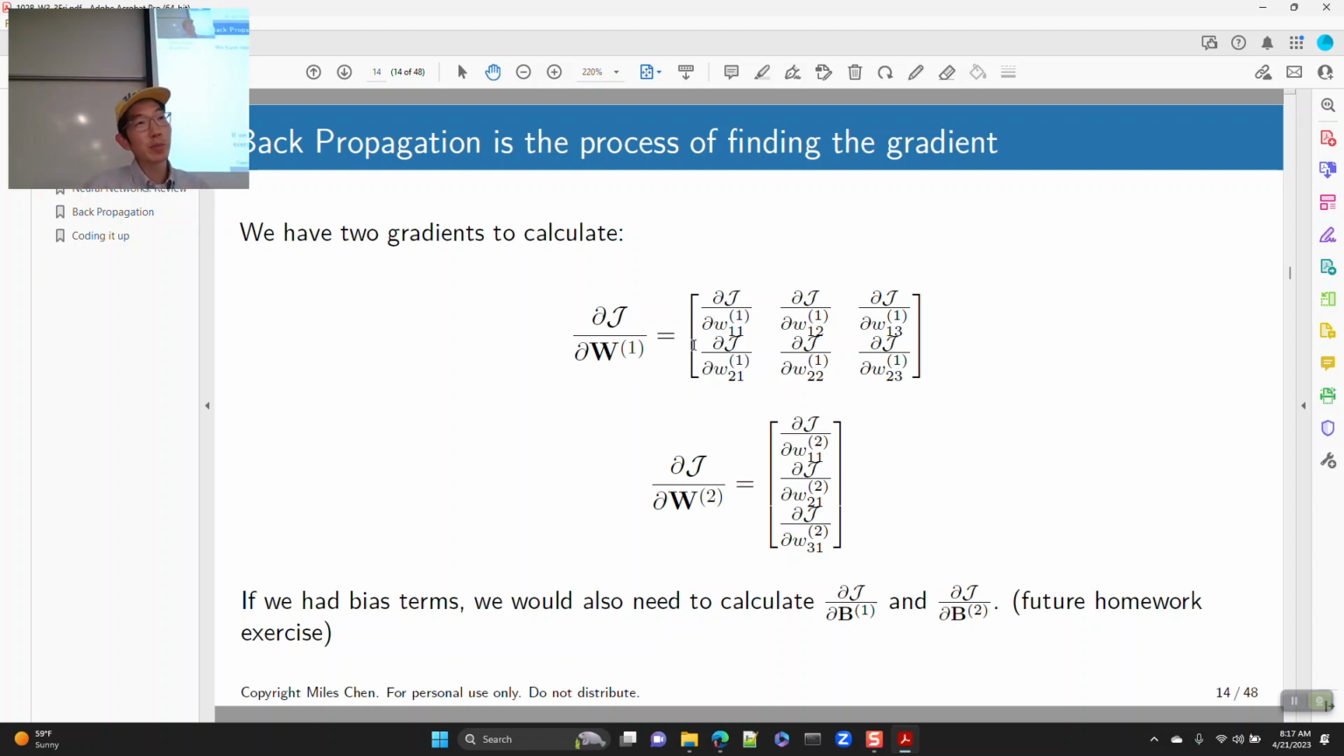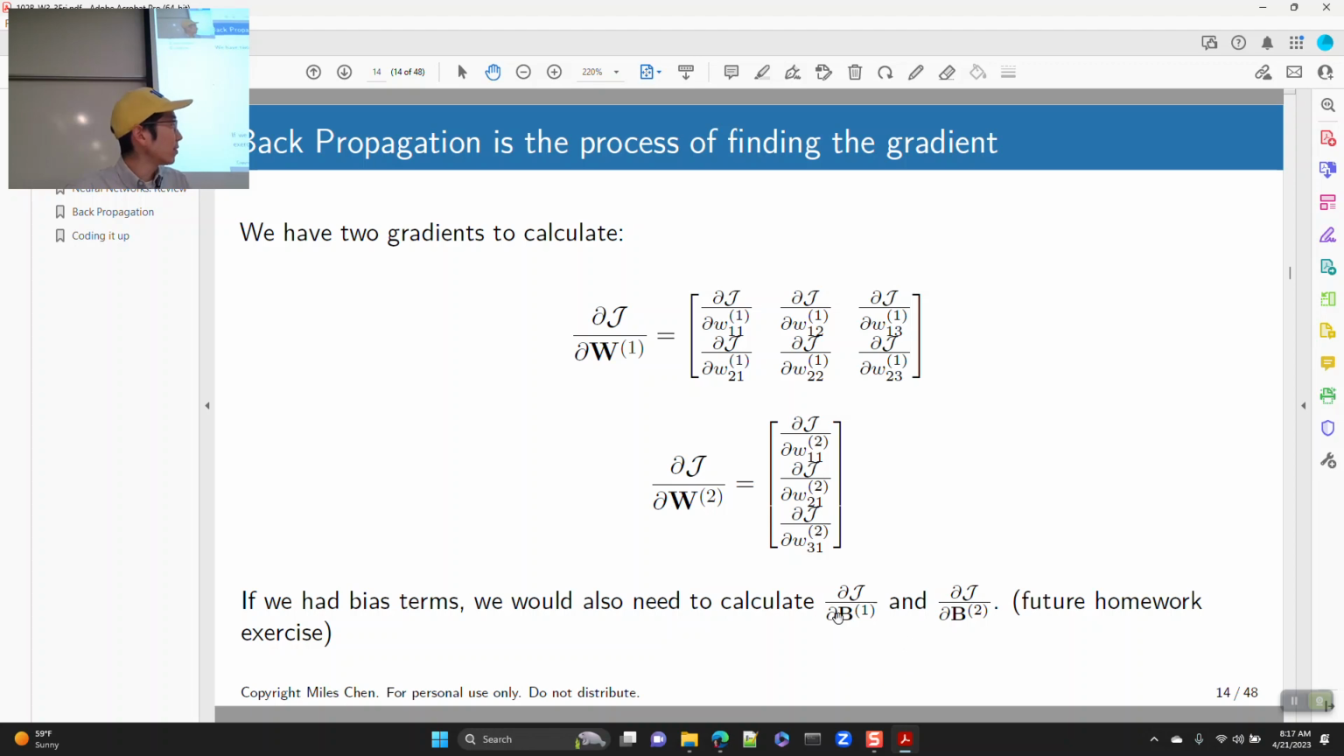W1 is a 2 by 3 matrix, and so the gradient will be a 2 by 3 matrix, and each component is a partial derivative with respect to the first element, the second element, the third element, fourth, fifth, and sixth elements, okay? Same thing with the gradient with respect to W2. Gradient of our loss function with respect to W2 is just the matrix of all of these partial derivatives, okay?